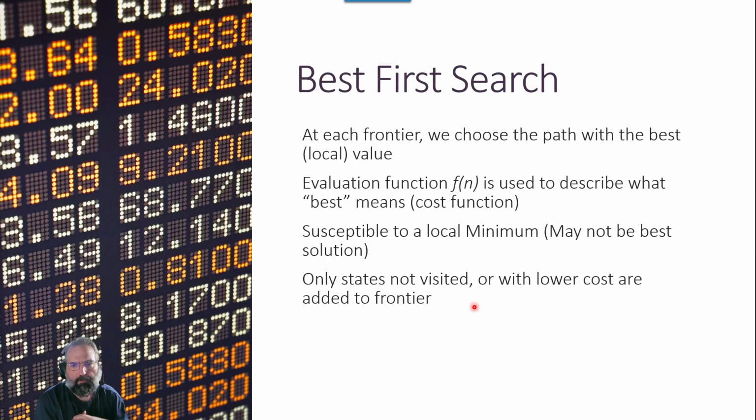There's also the concept of a best first search. And so at each frontier, choose the path with the best local value. So of the stuff that you know at that particular point, you're picking the best local value. And then you have an evaluation function that's used to determine what best means, because we always have to have some way of scoring things with search like this.